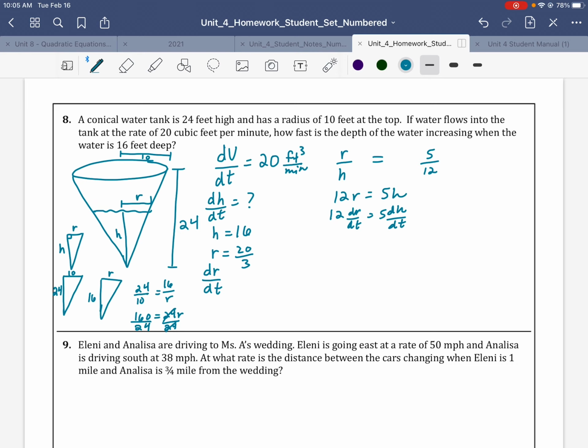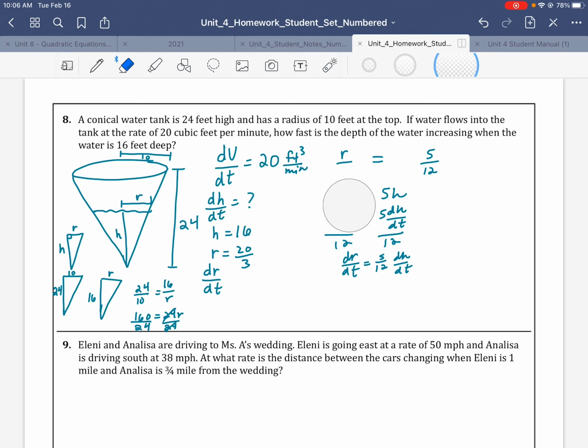And from here, we can divide both sides by 12. So now I know that my dr/dt is just going to be 5 over 12 dH/dt. So I could actually just use that instead of dr/dt.